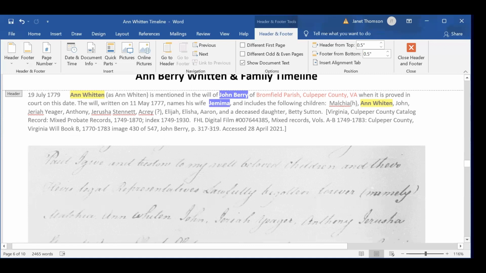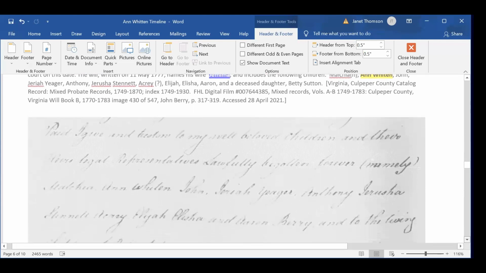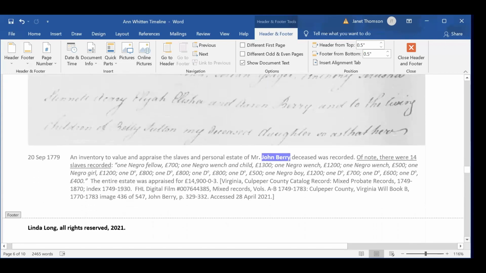Again, the mixed probate records. These were Family History Library digital films, thank goodness, so that she could look at them, even though that's tough. Yeah. And you'll see that it's tough. And of course, there was an inventory because John Berry died what we call testate. That is, he died with a will. If he died without a will, it would be intestate. And there still might be an inventory.